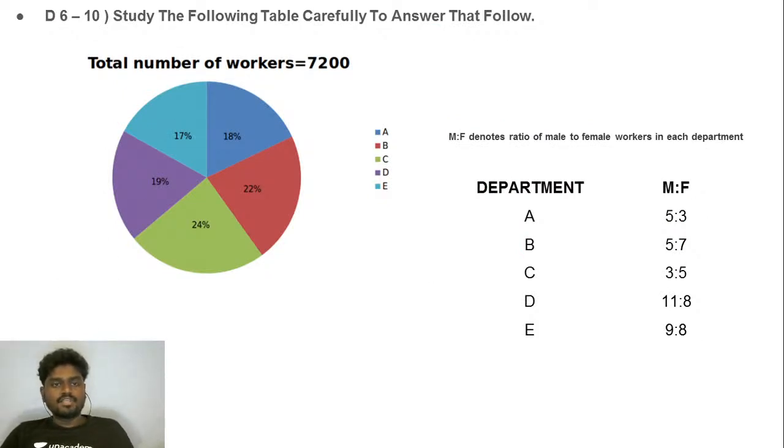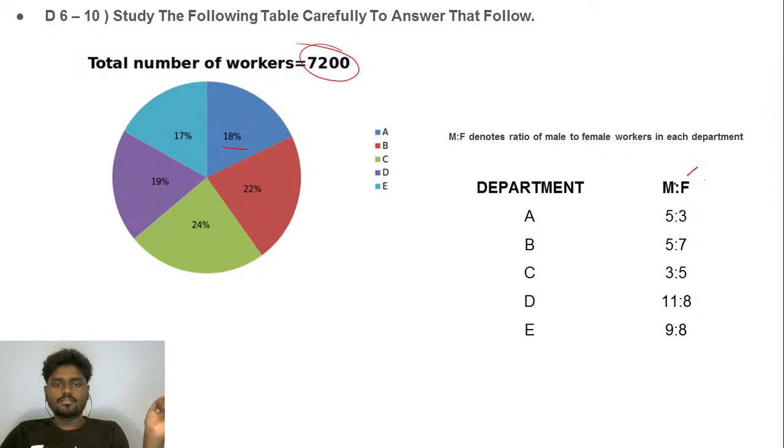So in this slide, you've been given the total number of workers, that is 7,200. Here you have 5 departments, A, B, C, D, and E respectively. The percentage distribution of the workers is also given, and in the same way, the male to female ratio in each department is also given here.